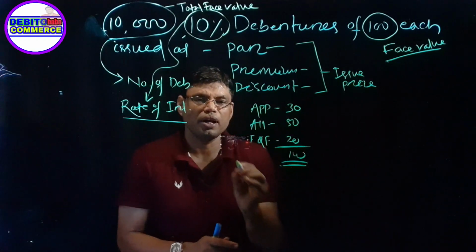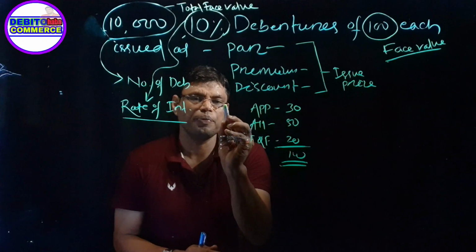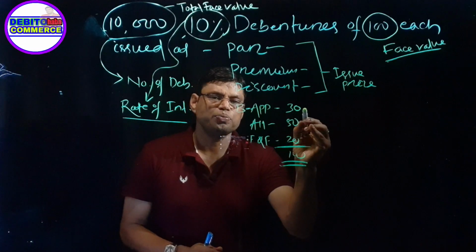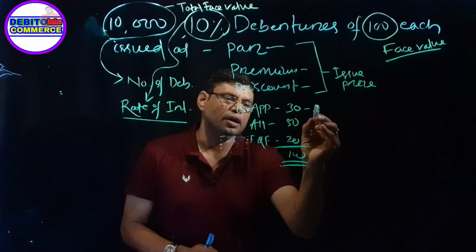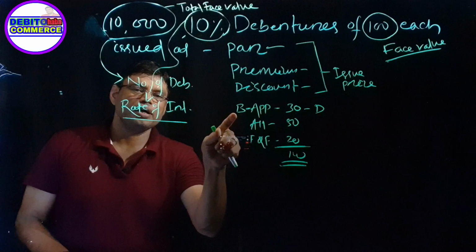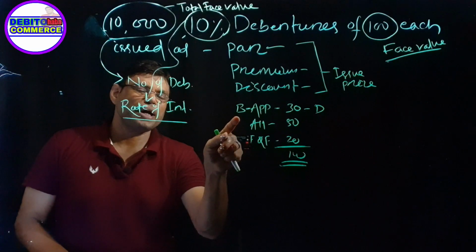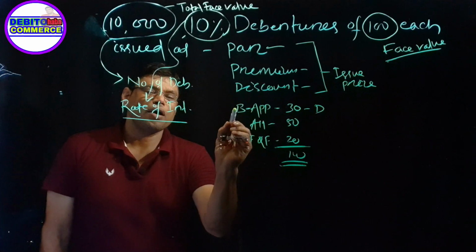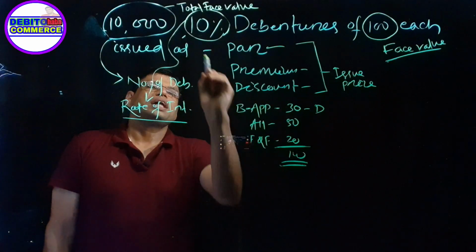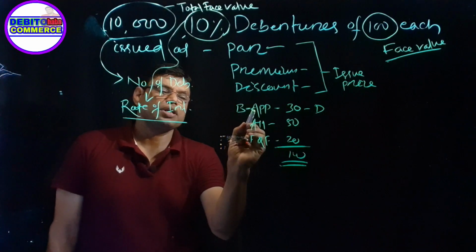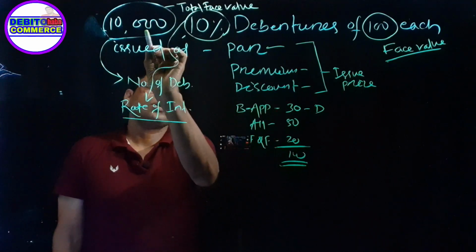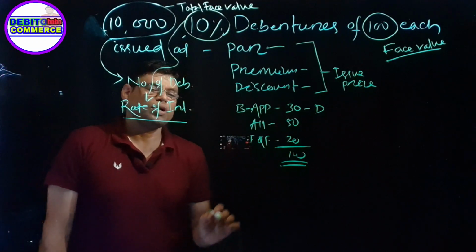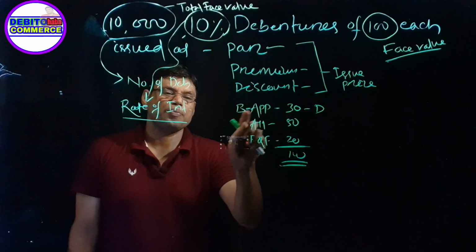Now, how to make the journal entry? Very simple. I told you, you put the B here and you put the D here. B stands for the bank, D stands for the debenture. Your first entry will be bank account debited to 10 percent debentures application account, 10,000 into 30, 3 lakh, 3 lakh.